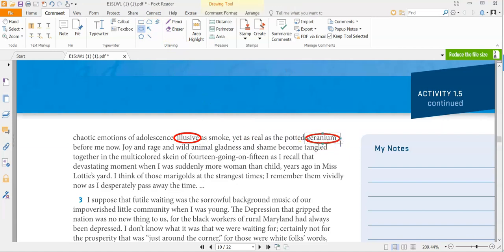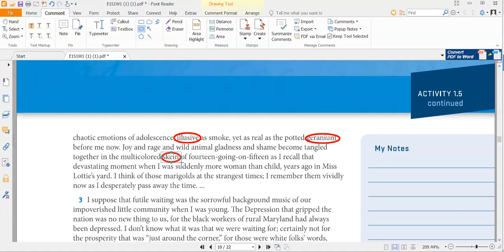Joy and rage and wild animal gladness and shame become tangled together in the multicolored skein of 14 going on 15. That, as I recall, that devastating moment when I think suddenly, more woman than child, years ago in Miss Lottie's yard. I think of those marigolds at the strangest times. I remember them vividly now as I desperately pass away the time.